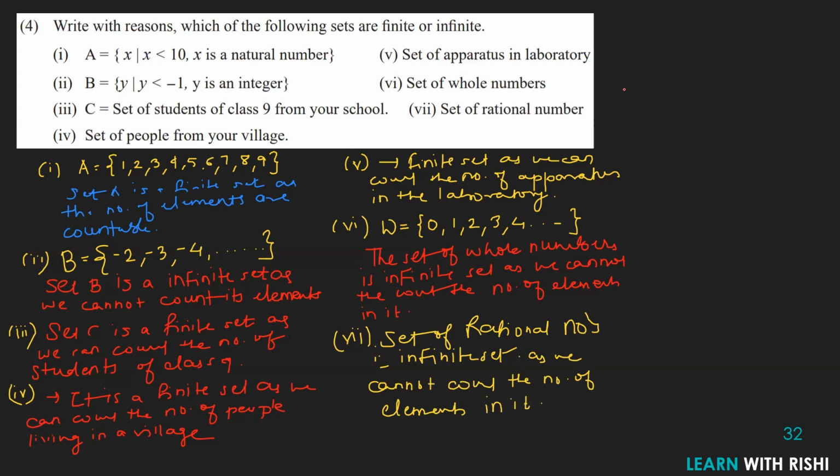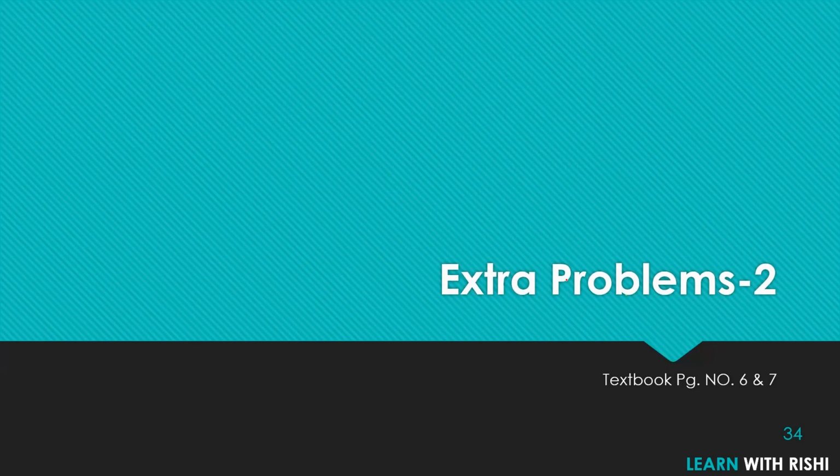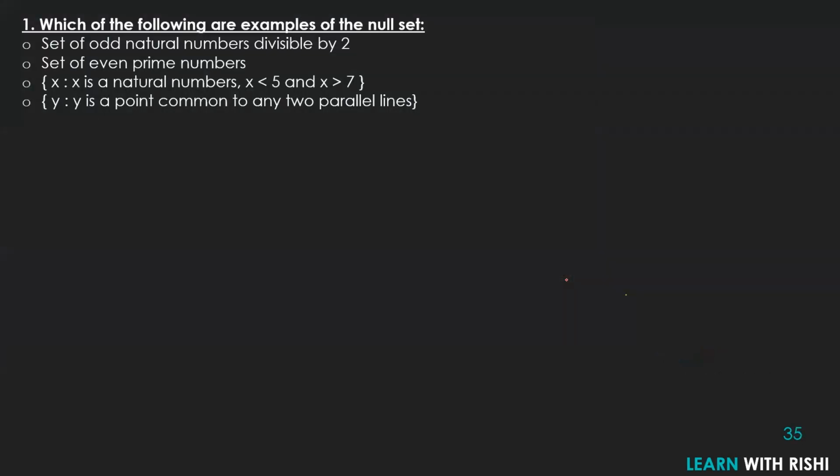So I hope you understood how we classified the sets as finite or infinite set. Here we have completed practice set 1.2. Now we will solve some extra problems related to types of sets. Which of the following are examples of null set? So there are 4 sets given. We need to find which of the following is example of an empty set or null set. First example. Set of odd natural numbers divisible by 2.